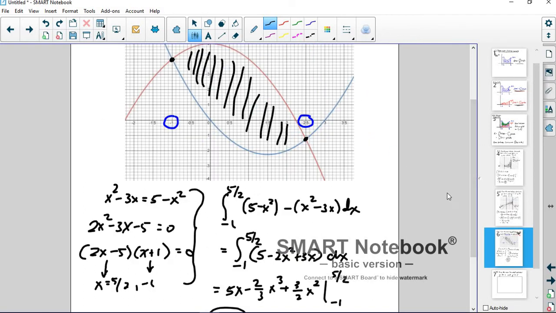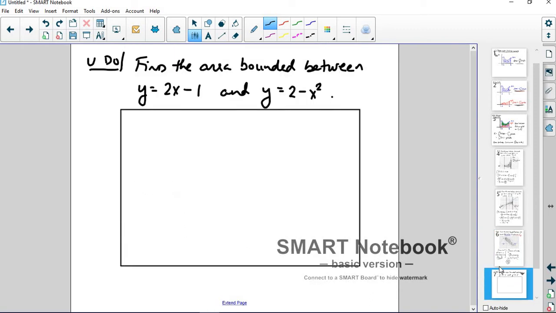And again, graphing it will help, and you can use your calculator to help you find those places, but you want to show me your work and give me that option to know that I know where you got them, okay? So to follow along with that, here's one similar. Find the area bounded between these two curves, y equals 2x minus 1, y equals 2 minus x squared. Graph it on your calculator, set it up and go. All right, we'll go over it here in a minute.